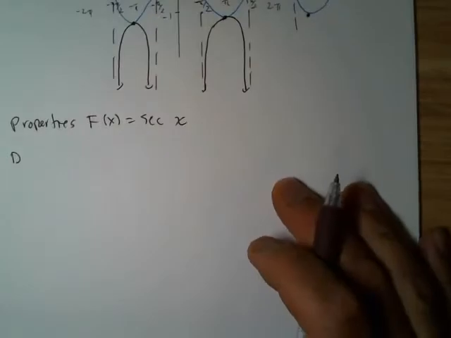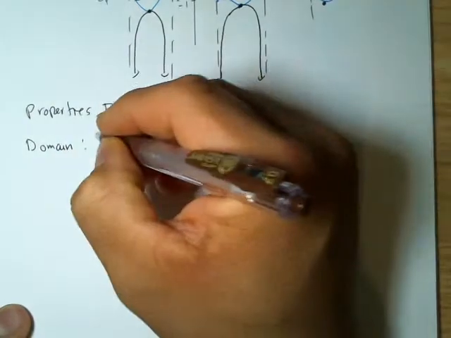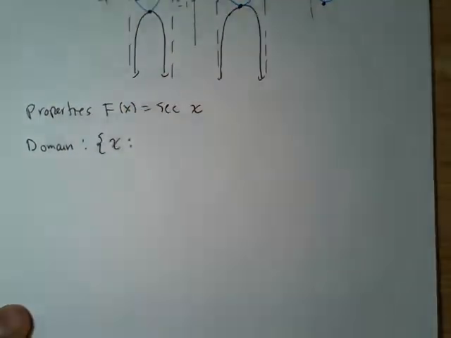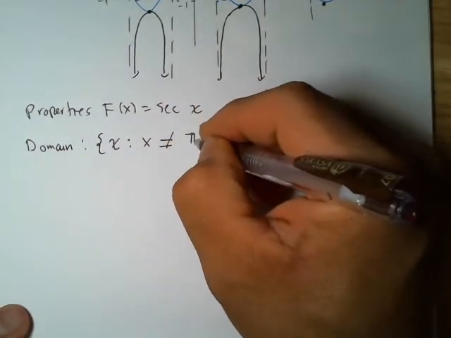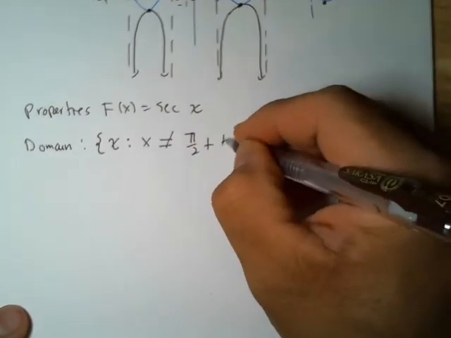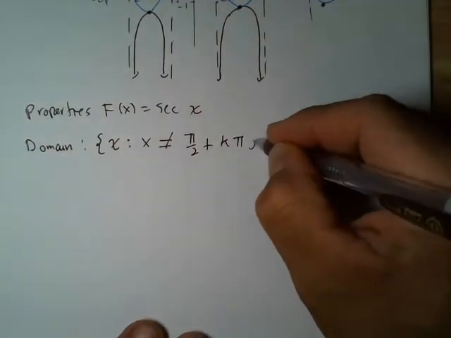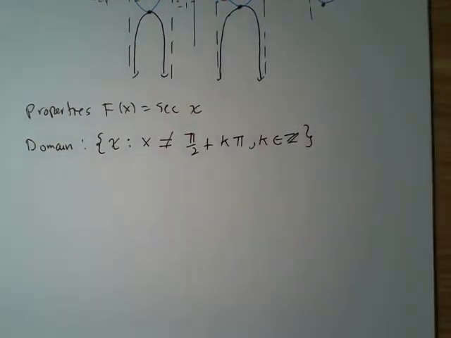So just kind of follow along with me here. So the domain, we're going to use set notation, set builder notation, is any value of x as long as x does not equal pi over 2 plus any addition of pi, times k, where again, k is not just any real number, k is an integer, right? So 1, 2, 3, 0, -1, -2, -3, etc.